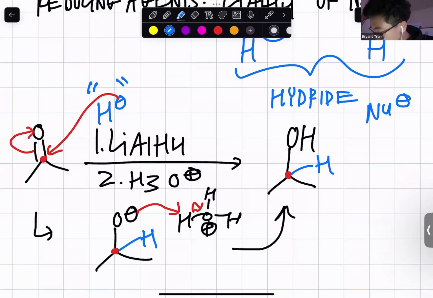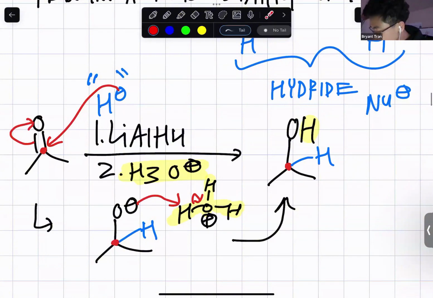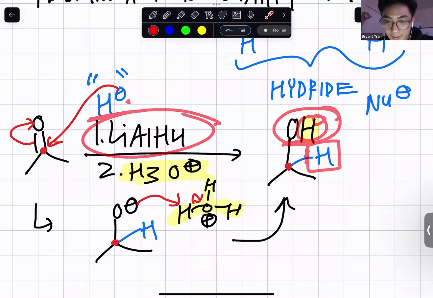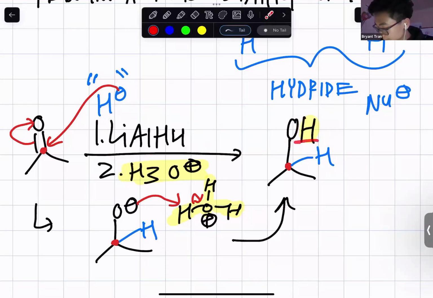So if I highlight the H3O plus in yellow right there, one of the hydrogens of that H3O plus is on the oxygen. That's where the H3O plus hydrogen goes, the oxygen. The blue hydrogen here that is invisible comes from the reducing agent, the hydride ion that attacks the carbonyl. So these are two different H's here.